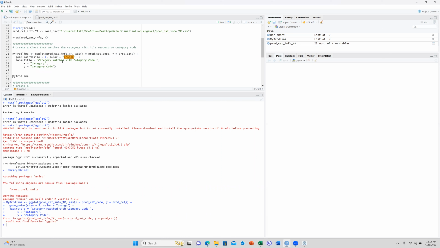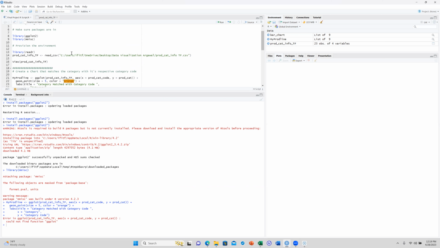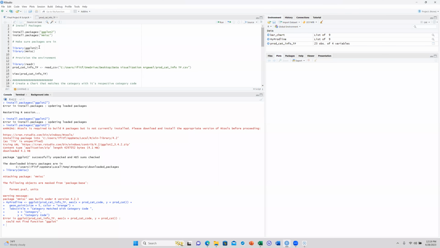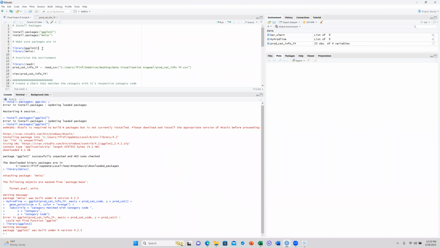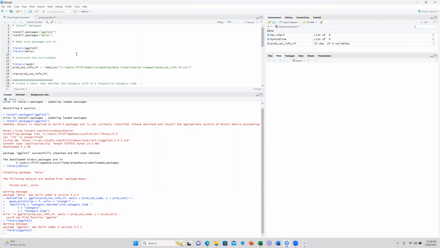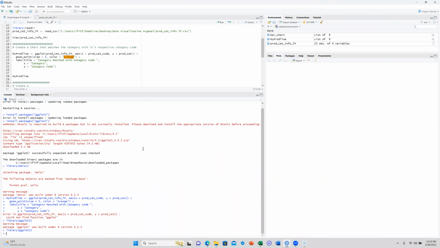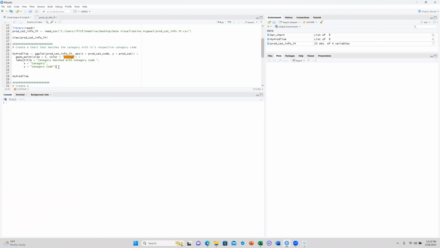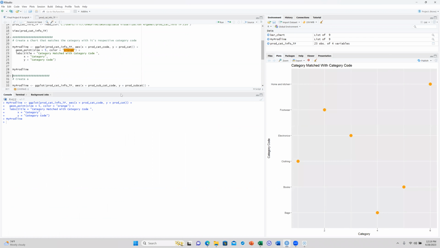Okay. Error in ggplot, could not find function ggplot. Well, let's go ahead and load the ggplot function then. Okay, ggplot is loaded. Let's go ahead and clear this now. Okay, so we're going to launch that, and then we're going to go ahead and launch that.